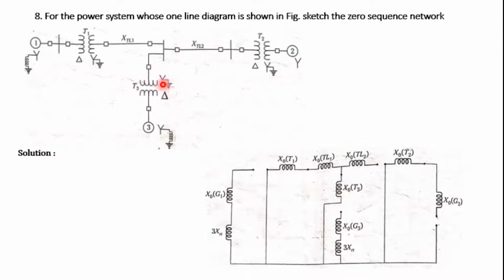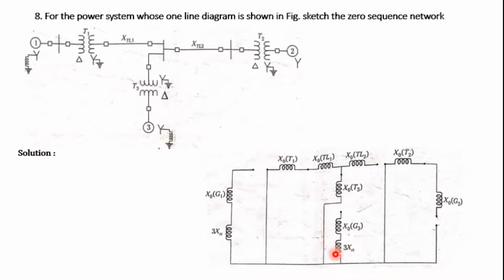The primary is star, so that's why we need to close the series switch. And the secondary is delta, so the secondary should connect to the reference. So this is our reference. Then the motor is star grounded. This is X0 of G3. Then there is Xn because there is a neutral reactance, so you should multiply it by 3 times. And it is grounded, so we should close the series switch.